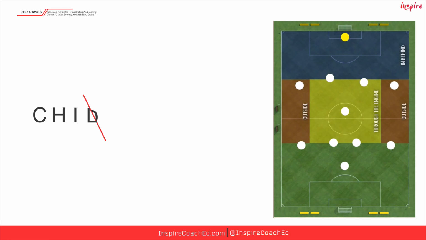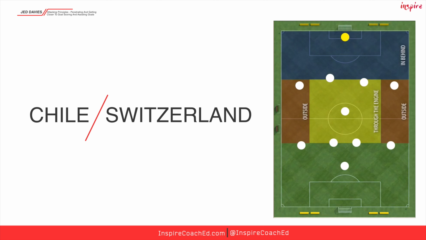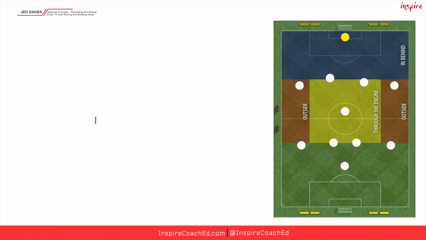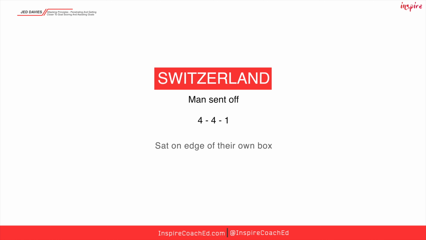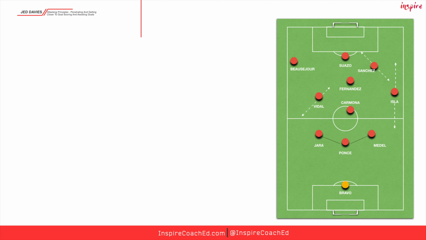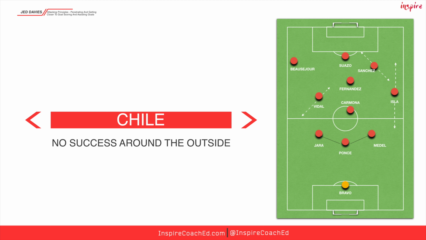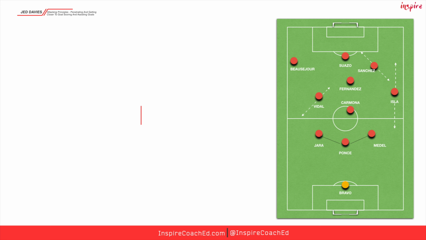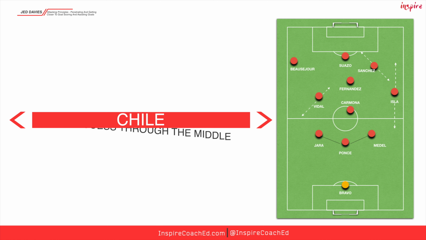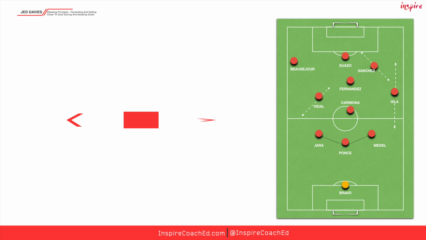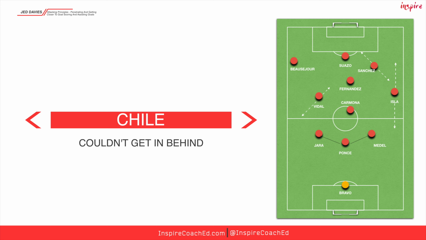So we'll take the Chile-Switzerland game from the 2010 World Cup as our case study here, and in this game Switzerland had a man sent off. They played 4-4-1. They sat right on the edge of their own box. They have tall centre-backs. Chile were trying to go around the outsides, but not getting any success because the crossing was going to smaller players and Switzerland were winning the headers. They couldn't go through the middle because they blocked off the middle, and they couldn't get in behind because there was no space in behind because of how deep they were sitting.